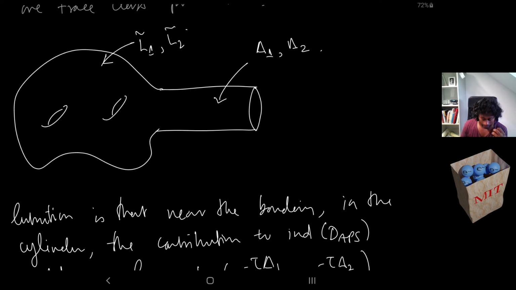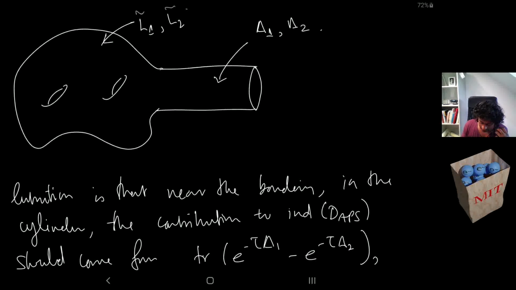situation, and the idea is that near the boundary where we have no geometry, it should really come from the analysis that we've done on the cylinder, and the geometric contribution should come from this interior part. Okay, so that's the intuition here.